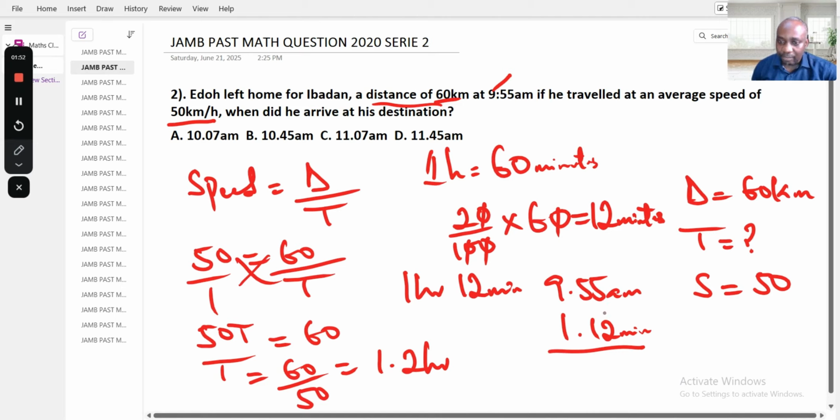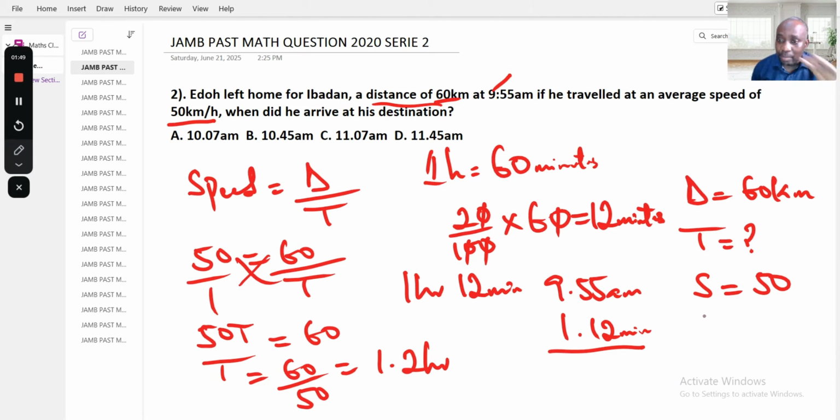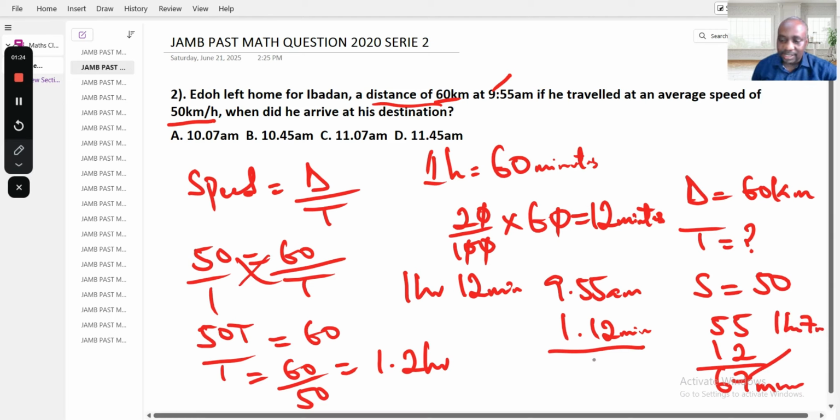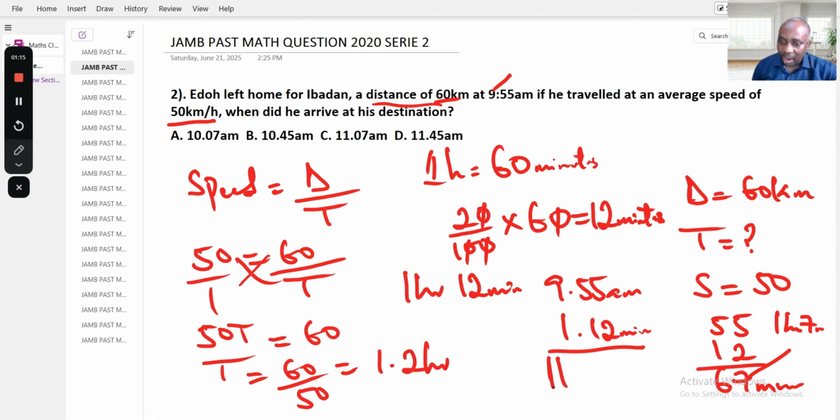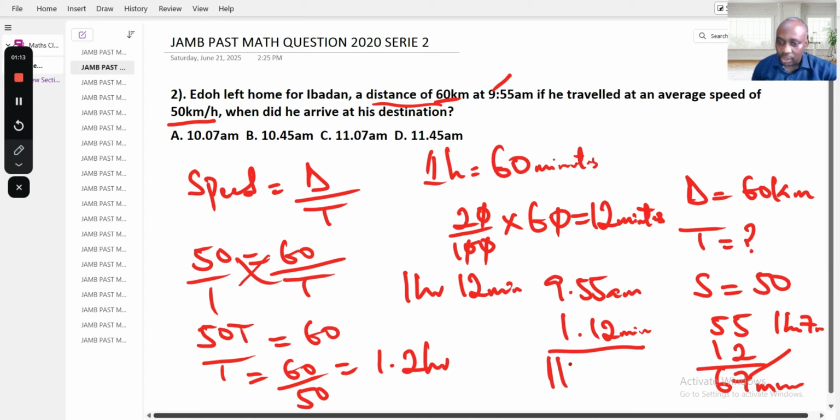Firstly, let's add up the minutes. 55 plus 12 minutes, isn't it? He left Ibadan around 9:55. 5 plus 2 is 7, 5 plus 1 is 6, so this is 67 minutes, isn't it? 60 minutes make 1 hour, so what we have here will be 1 hour 7 minutes, isn't it? Therefore, 9 plus 1 is 10, plus the 1 hour from those minutes, 55 plus 12, we are going to have 11 as the hour he arrived.